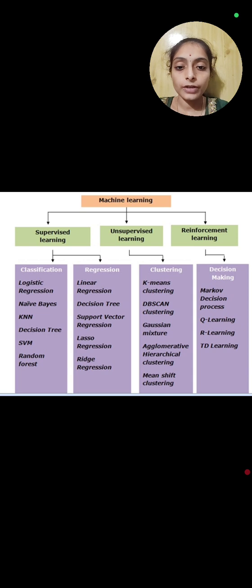Machine learning is divided into three parts: supervised learning, unsupervised learning, and reinforcement learning. Supervised learning is divided into two parts: classification and regression. Unsupervised learning is clustering. Reinforcement learning is decision making.